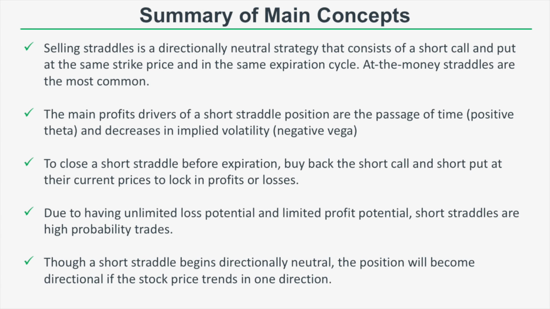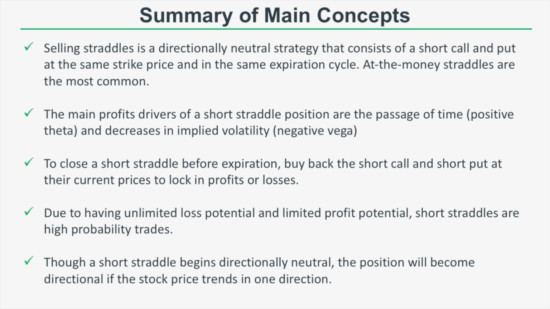Alright, let's go ahead and summarize the main concepts that you've learned from this video. So first and foremost, selling straddles is a directionally neutral strategy that consists of a short call and short put at the same strike price and in the same expiration cycle. Now, the most common setup for a short straddle is to use the at-the-money strike price. Now, that's because the at-the-money options are the most expensive options that consist of all extrinsic value and therefore give you the most profit potential for a short straddle. Now, the main drivers of profits for a short straddle position are the passage of time, since a short straddle position has positive theta, and decreases in implied volatility, since a short straddle has negative vega.